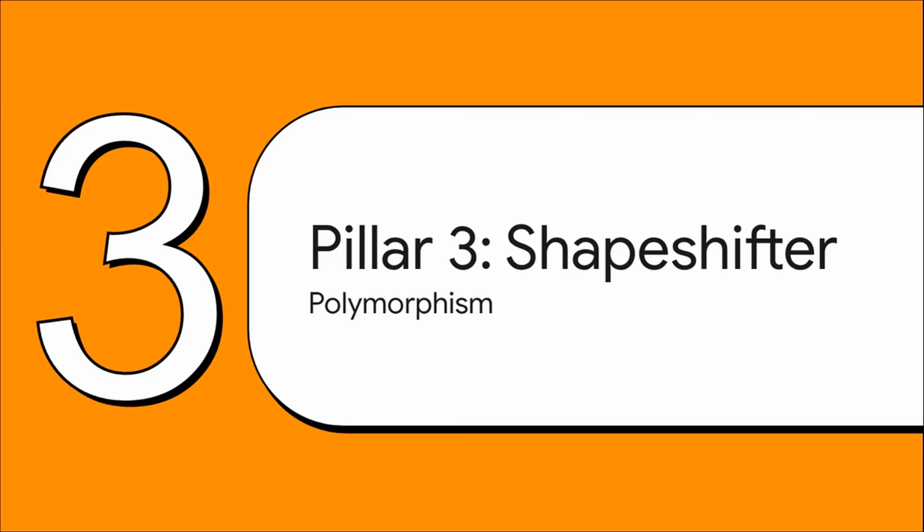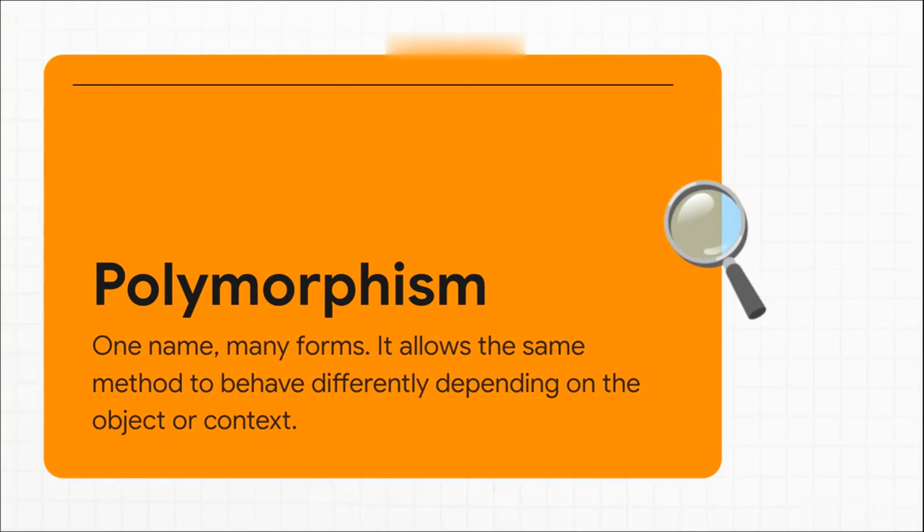I mean, booking a flight isn't the same as booking a hotel, right? This is where our 3rd pillar, the shapeshifter, comes into play. This really powerful idea is called polymorphism. It's a big word that literally means one name, many forms. It's the magic that lets a single command or a single function name do different things depending on the situation. It's what makes our code adaptable and, well, kind of intelligent.